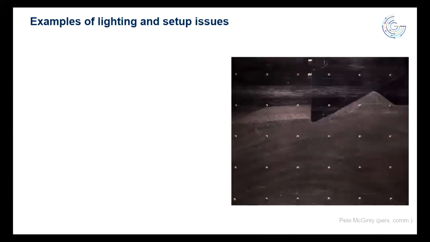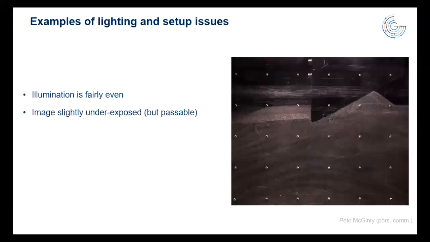Here's an example from an undergraduate at UWA called Pete McGinty. He was looking at iceberg ploughing. The illumination's fairly even. It's a bit underexposed in my view, which will lose some signal relative to the background noise in the image.